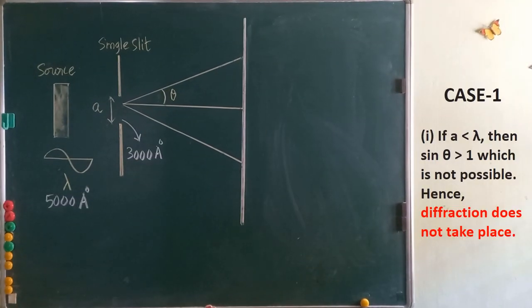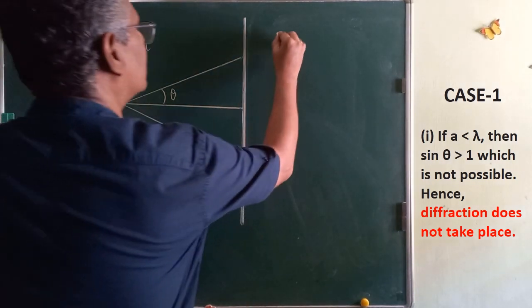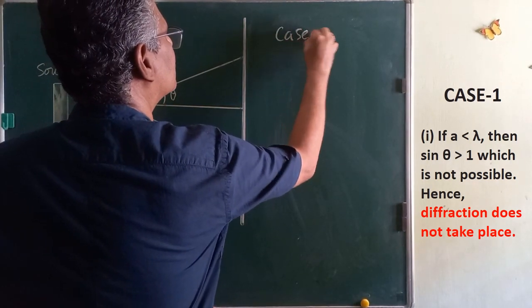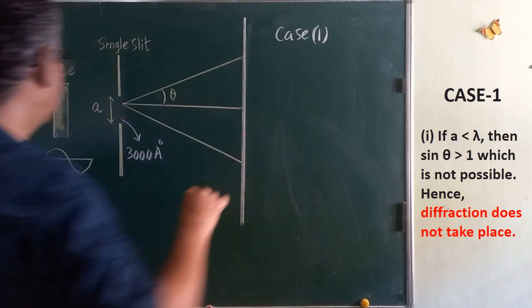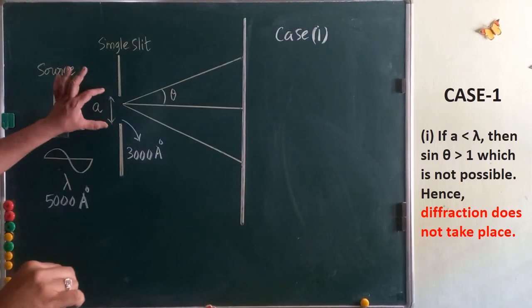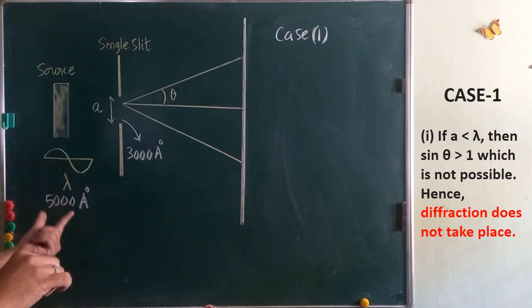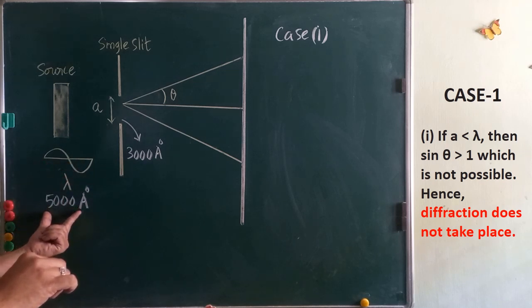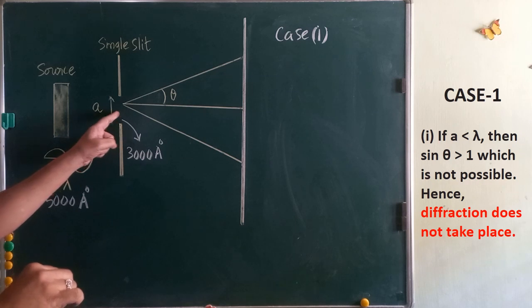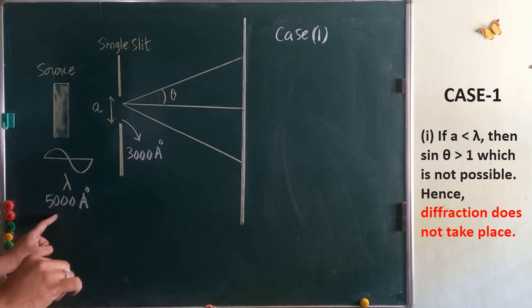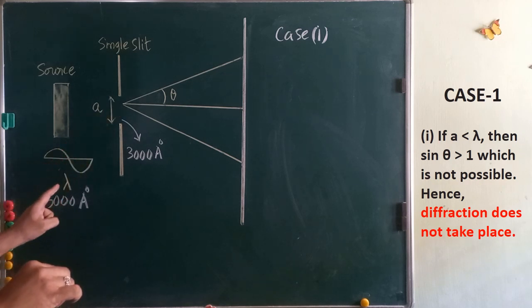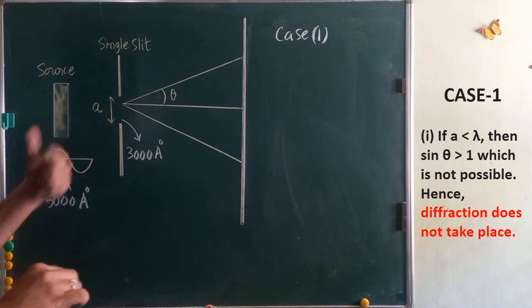Now we are going to discuss the first case. So we'll write case 1 now. Here I have taken two values. The width of the slit is taken as 3000 Armstrong unit and the wavelength of the light is 5000 Armstrong unit. Just compare the value of a and lambda. Compared to the a value, lambda is greater. The wavelength is greater, the width is lesser.